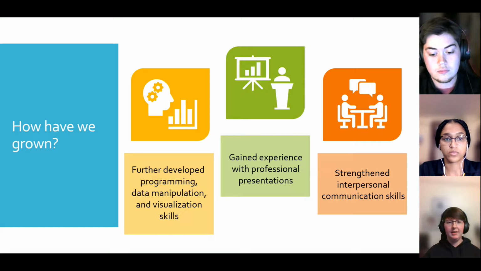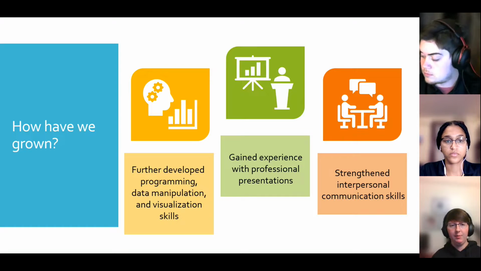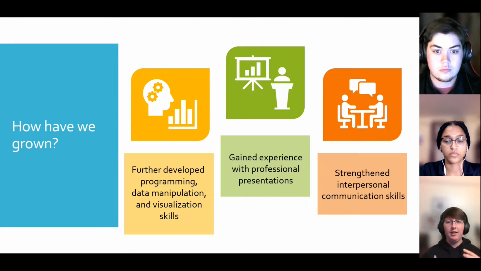And then personally, I had come in with a background in R from my classes, but I hadn't actually gotten to apply that to anything. So this was a really great opportunity where I got to research more into programming, how you can more effectively program, like Luke was mentioning. I got a lot more experience actually working with large data sets.